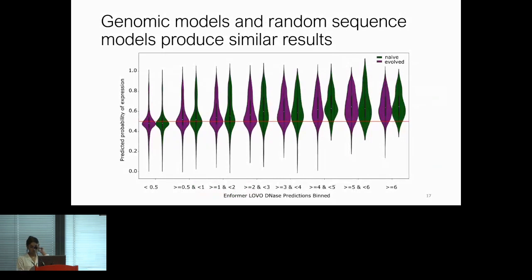So I can walk you through this plot. On the x-axis is one Informer prediction track for a cell line matched to their study's cell line, and we binned the Informer predictions on the x-axis. On the y-axis, you see the predicted probability of expression from this random DNA model. The red line annotates the cutoff for where we would label a sequence as active or inactive, so above 0.5, you're active. And you can see as you move into Informer prediction bins that have very high predictions, greater than or equal to 6, mostly all of the sequences in both the naive and evolved sequence sets will be labeled as active.